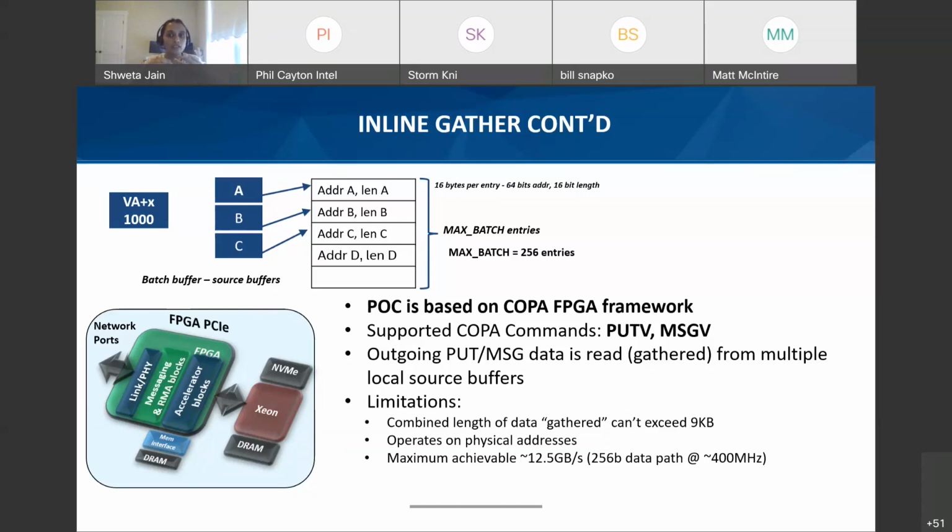From a microarchitecture standpoint, we have the batch buffer table that is shown in the picture at the top. The batch buffer table is basically giving us the source and the length of the buffers that have to be coalesced. At the moment, it's only 256 entries deep, and the collective length of all the lengths in the batch buffer table cannot exceed 9 KB, which is basically the MTU size we support within COPA. So those are the microarchitecture limitations for the design right now.